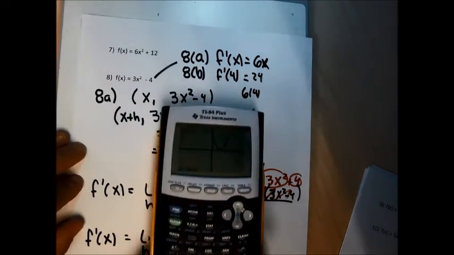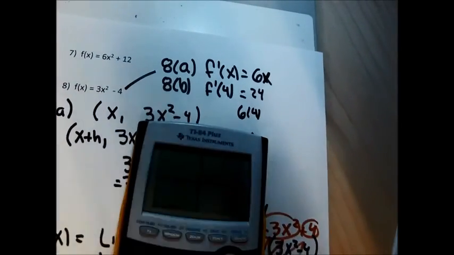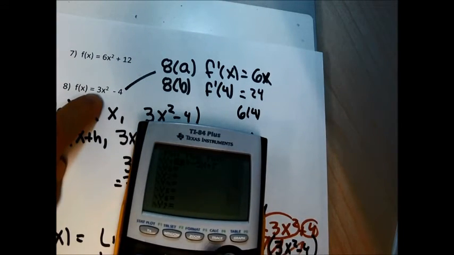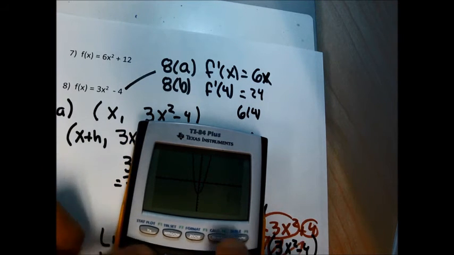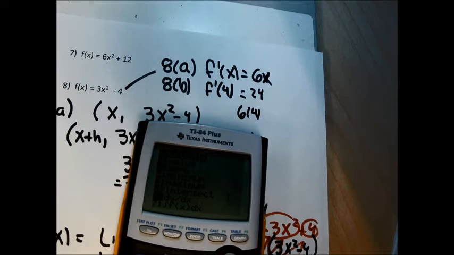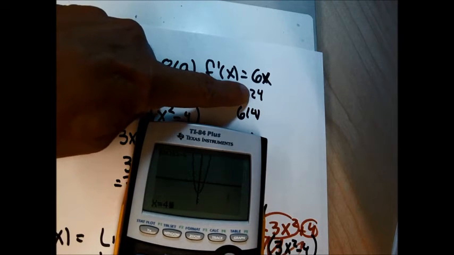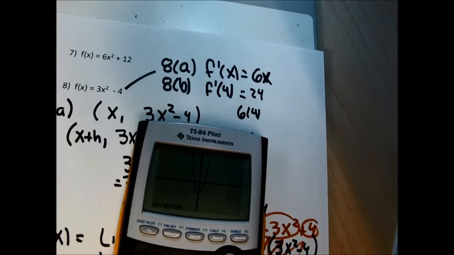To check 8b on my calculator, I graph the function y equals 3x squared minus 4. Graph it. Be nice to see. Yeah, that's good. And now I'm going to do second calc dy dx. Type in the number 4. And if it comes back with a 24, that's the slope of the tangent line. That's the instantaneous rate of change. And I know my answer is right. And it came out. So it perfectly did that, perfect.